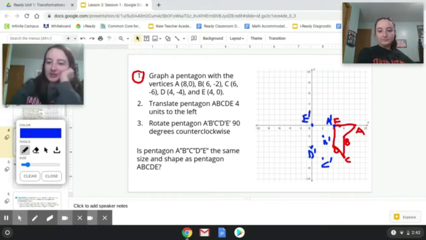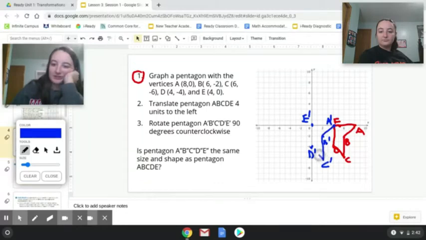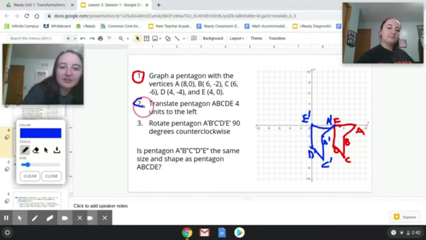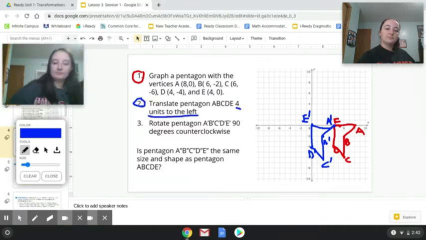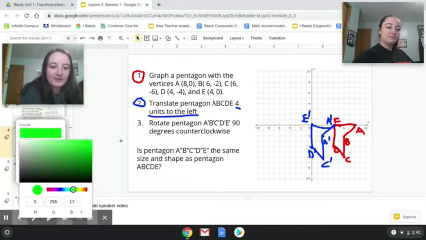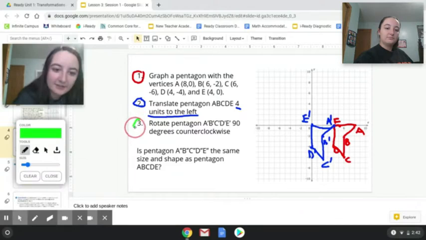Then again, we just want to connect those dots together. So A goes to B, B to C, C to D, D to E, back to A. So there's our new prime. That's after being translated 4 to the left. Then the last part we want to do is we're going to rotate it 90 degrees counterclockwise.